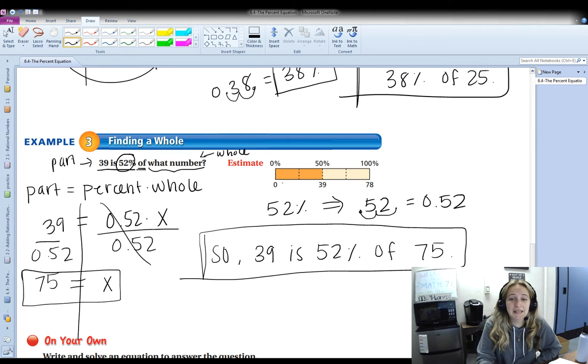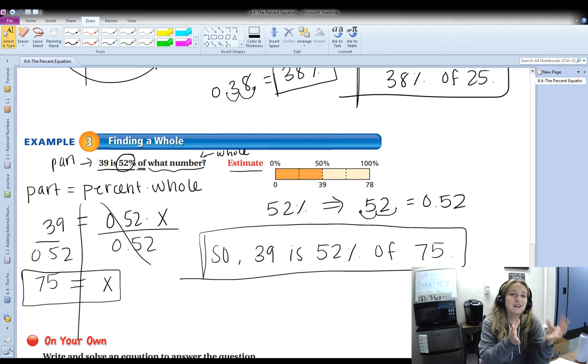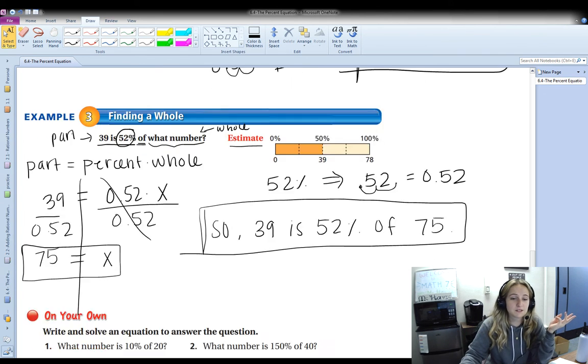And you can see by the estimate that it was around 50%. Okay, so we know that we were on the right track. So that's finding the whole. So pretty much you plug it into this equation, you solve for x, and then you find your missing piece, whether that's the part, the whole, or the percent.